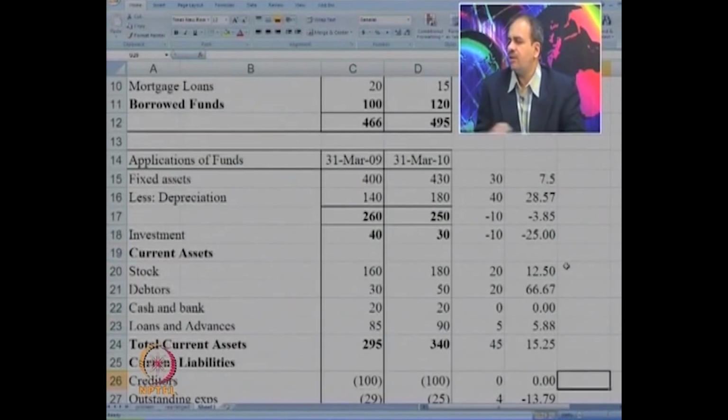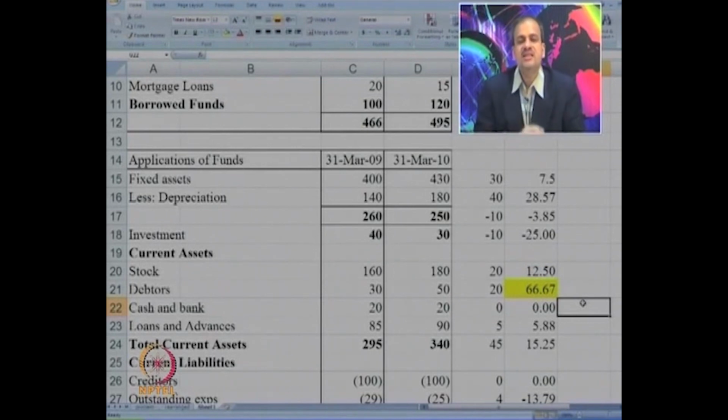So in assets, you can have a look. You can see that investments have decreased by 25%. Depreciation has increased by 28%. Stock, there is a major increase, which perhaps you can note. There is an increase in the debtors by 66%. Increase in the stock is not very high, it is just 12%. So in absolute terms, both the increases are same, it's just 20.